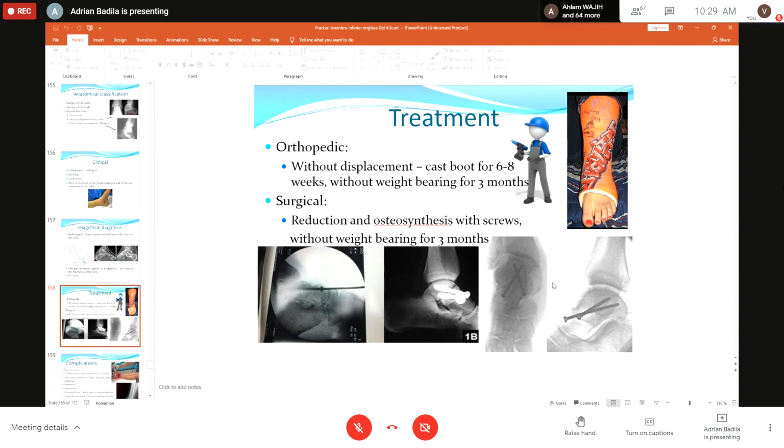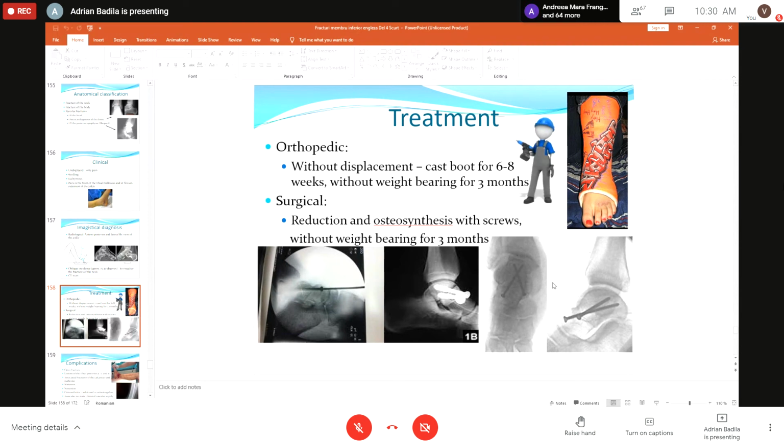If the fracture is displaced, the treatment will consist of reduction and osteosynthesis with screws. The first image is an intraoperative image from the C-arm device. The patient had a fracture of the neck of the talus, and we performed reduction and osteosynthesis with screws under C-arm control.